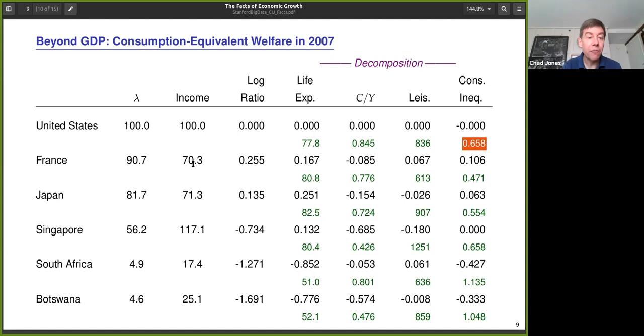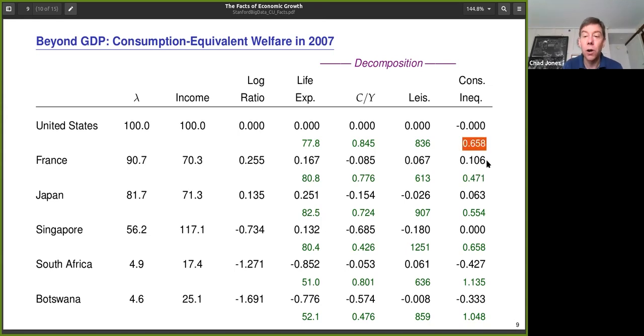Okay, so now France, GDP per person for 2007 here was 70% of the US. But as I said, people in France live longer. I guess it's 3 years instead of 2 years. They have lower consumption, right? I already said that. They work less, 600 hours rather than 800 hours. So that's a lot less work and a lot lower inequality. Standard deviation of log consumption, 47% instead of 66%.